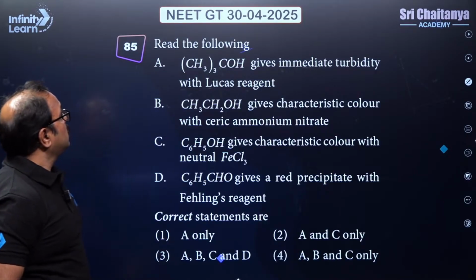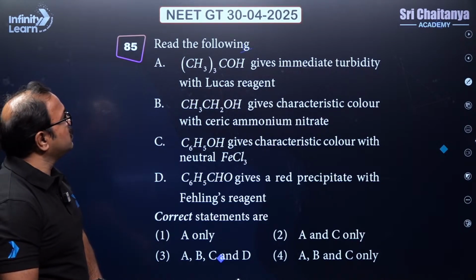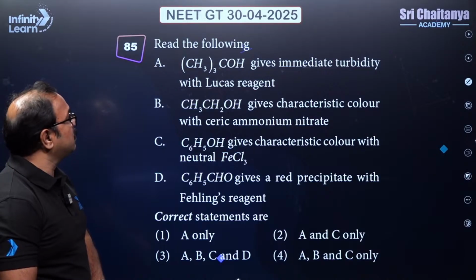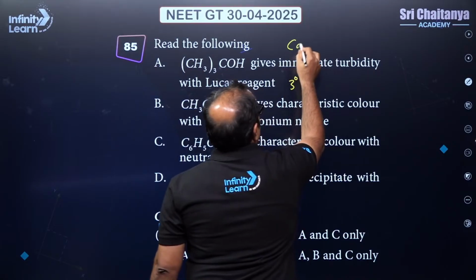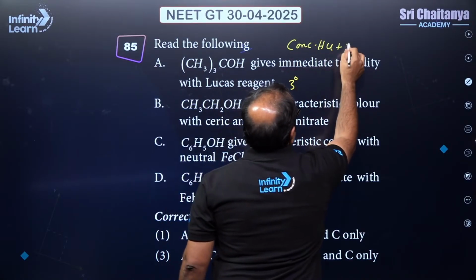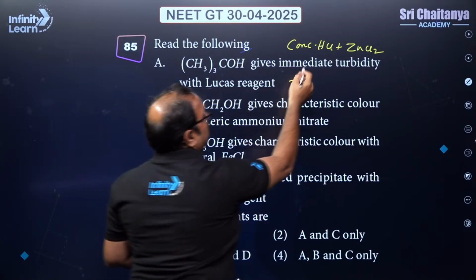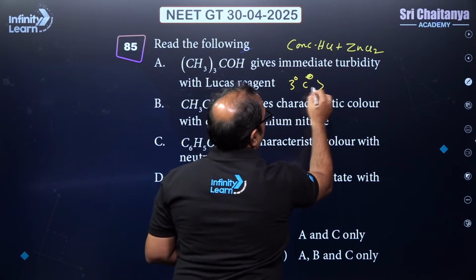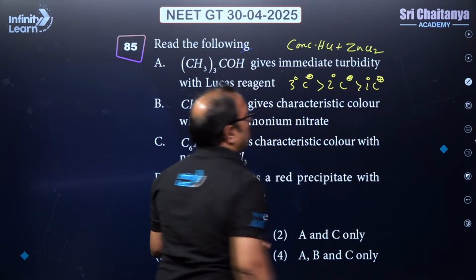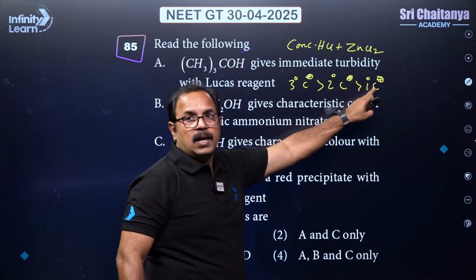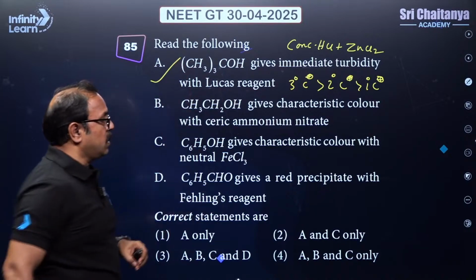Okay. Next, read the following. Tertiary alcohols give immediate turbidity with Lucas reagent. Lucas reagent is concentrated HCl plus anhydrous ZnCl2. Okay, we have ZnCl2. So therefore HCl will result in the formation of the more stable cation, tertiary than secondary than primary. So tertiary alcohols are more reactive than secondary alcohols than primary alcohols. So here tertiary alcohol immediately gives precipitate. It is a correct statement.